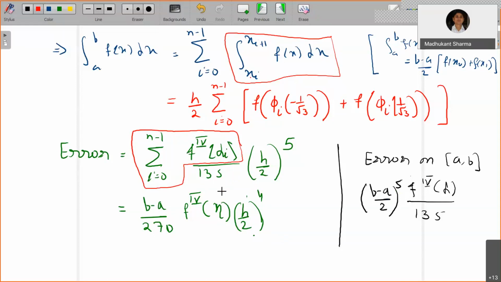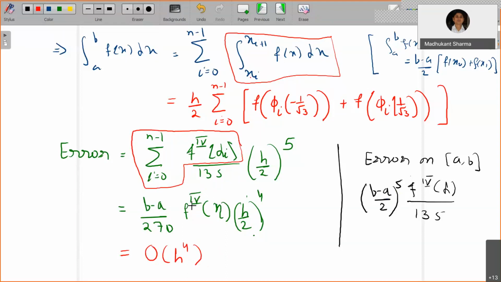And see how many function evaluations are required for the Gauss 2-point rule. It is very clear from here that this Gauss 2-point composite rule is going to be of order h to the power 4. So this is the same as Simpson's rule, and it also requires smoothness: the fourth derivative exists, so C4 smoothness is also required.